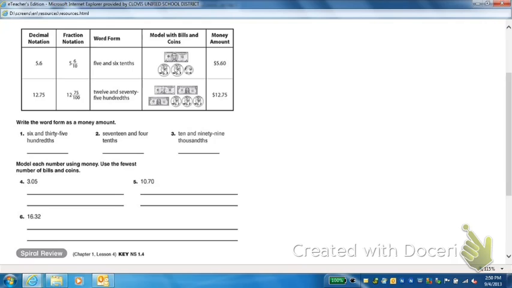So here's part of their homework, number 1 through 6. We'll do number 2. It says 17 and 4 tenths. That's your tenths place. Tenths, hundredths, thousandths. So 17 and 4 tenths.